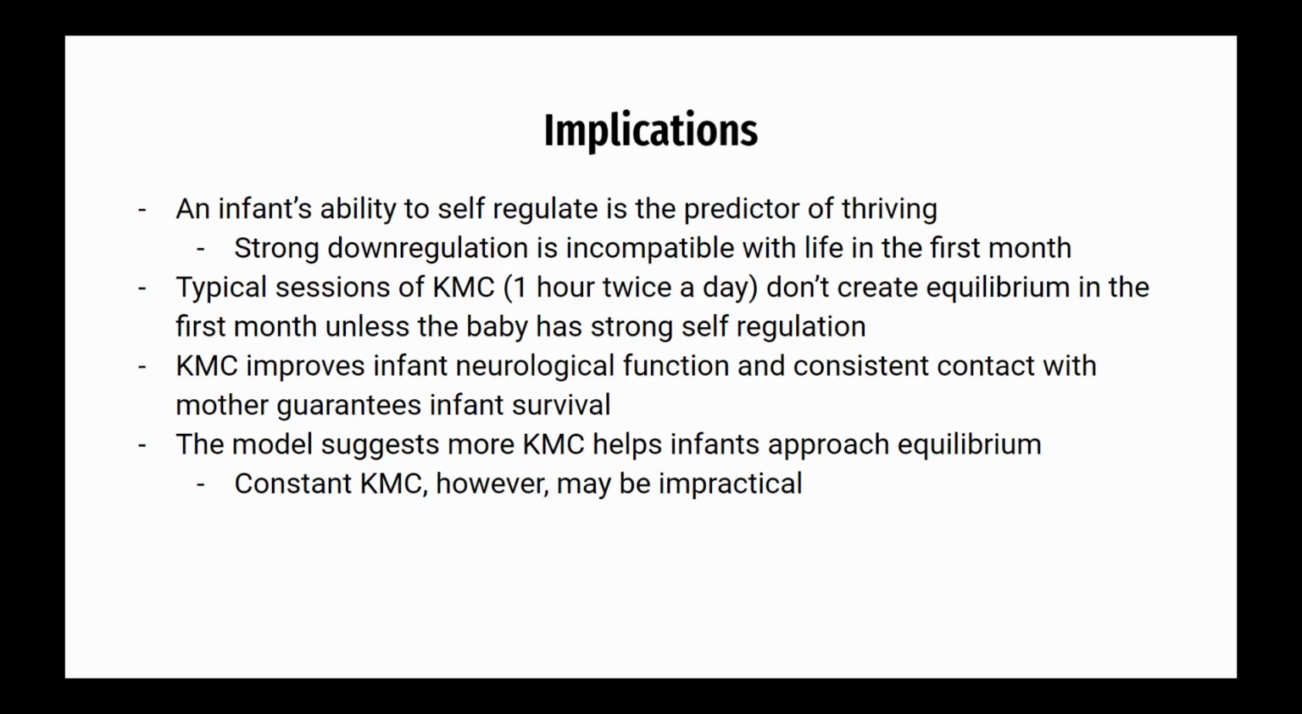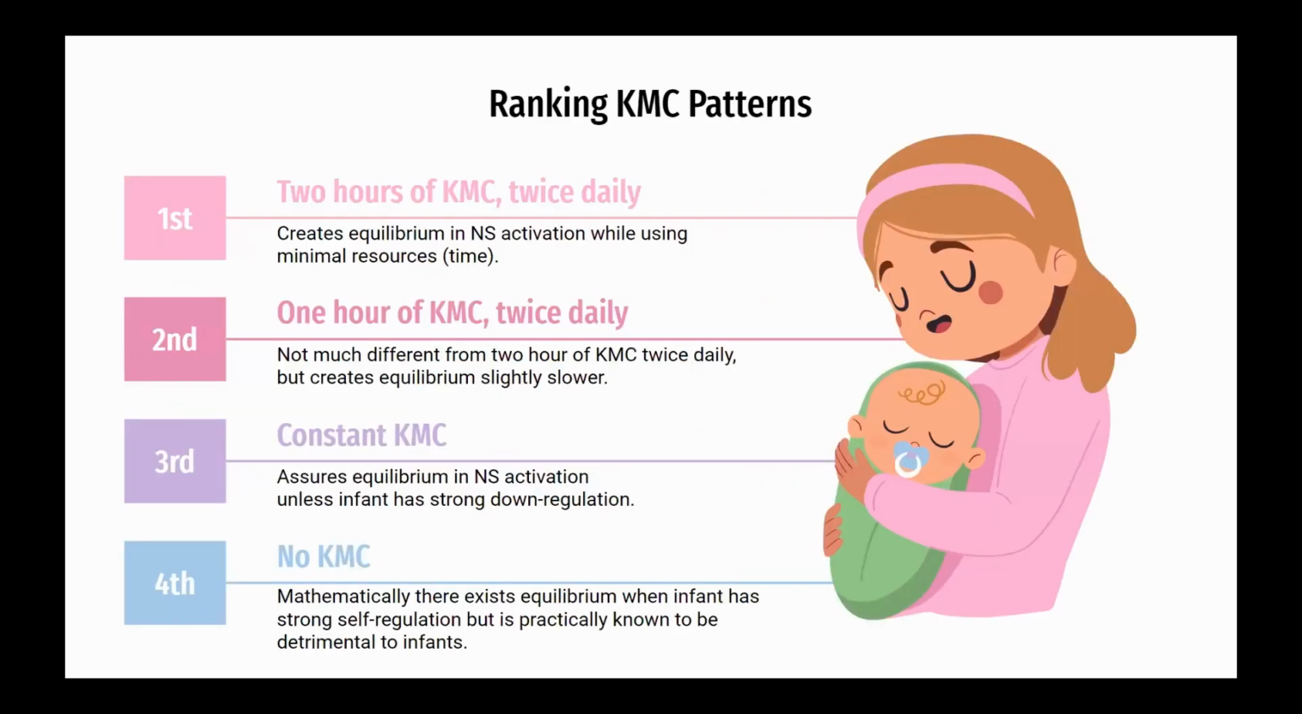However, constant KMC is pretty impractical. The rankings we provided were based on the contextual resources required to sustain these levels of KMC. So we ranked the 2 hours of KMC twice daily first because it creates equilibrium within the first month while using a minimal amount of resources relative to the time of the parent providing the KMC.